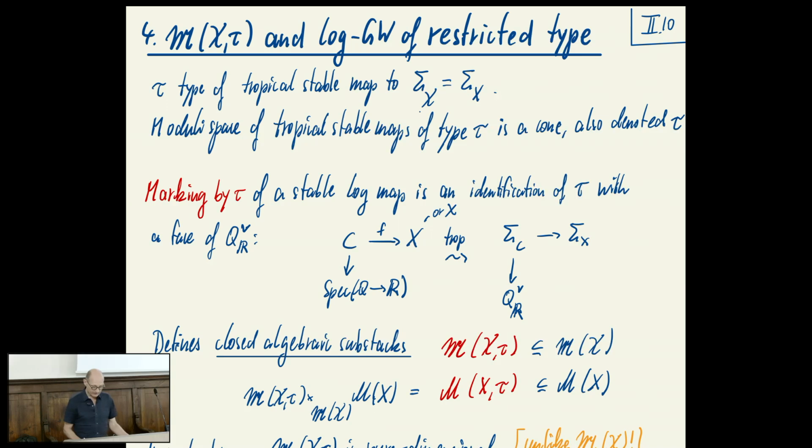We get this tropicalization, which is a map of cone complexes, like this. And now a marking by tau means that I take one of the faces of QR dual and identify it with tau. So the tau would sit in here, in such a way that this is part of the data. I choose this embedding, and over tau there's this universal tropical curve over here, which is again a cone complex, and I choose an embedding here. So that would be a marking.